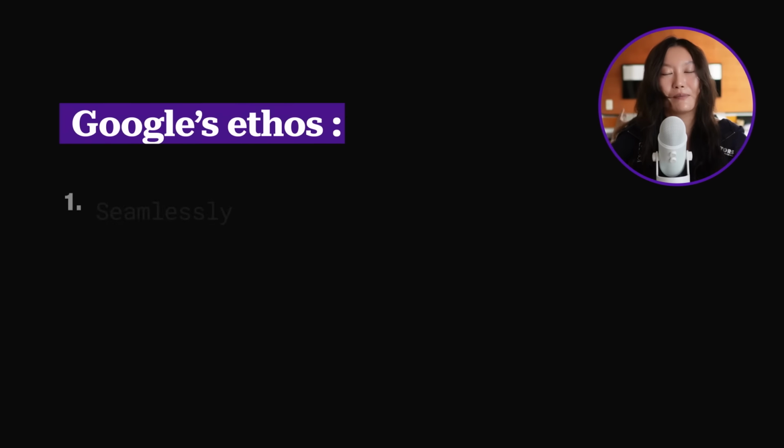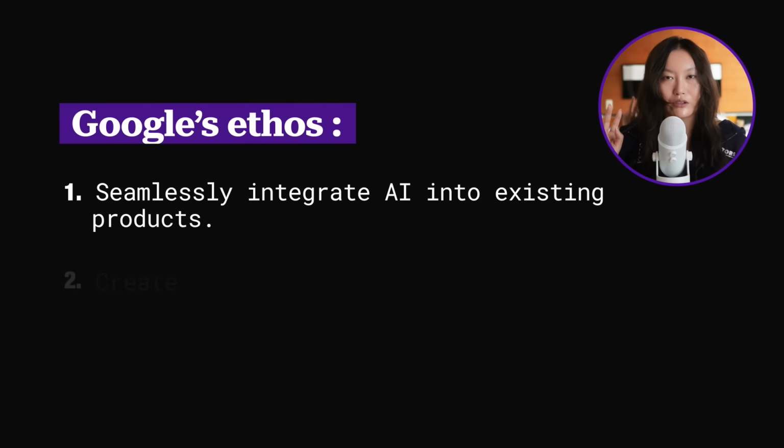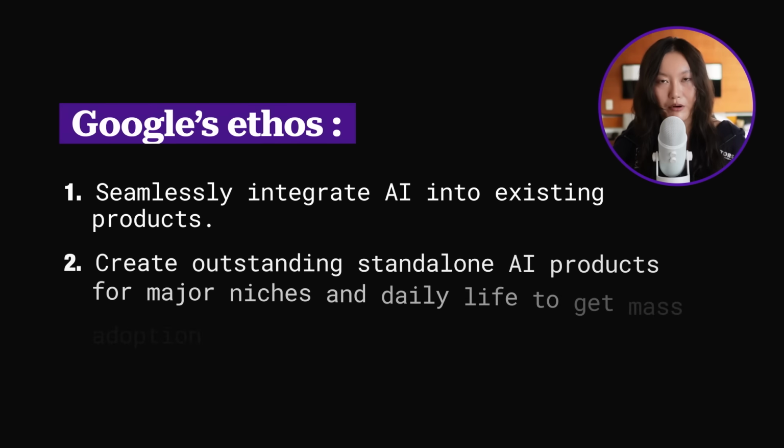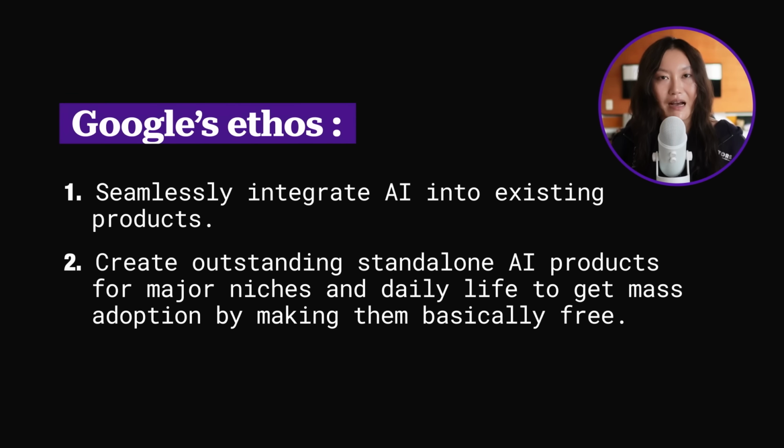The first one is to seamlessly integrate AI into their existing products to have a better experience. And two is to create outstanding standalone AI products for major niches and daily life stuff, probably to try to get mass adoption by making them essentially free. This is a blueprint that Google has done with many other product launches before, so it makes sense. Now let's talk about their core families of AI models.